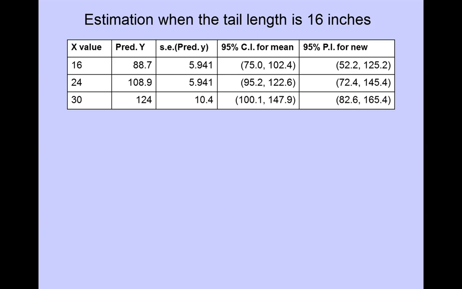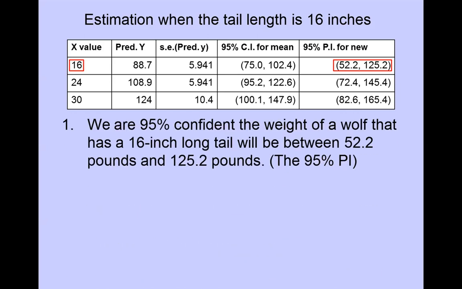So think about estimation when the tail length is 16 inches. Notice the x value or tail length of 16 is on the first row of values in this table. Now the 95% prediction interval for new is 52.2 to 125.2. So I could write a summary that says we are 95% confident the weight of a wolf, because remember this is for one, that has a 16-inch long tail will be between the two values, 52.2 pounds and 125.2 pounds.